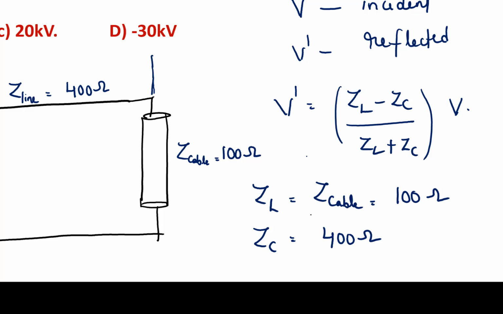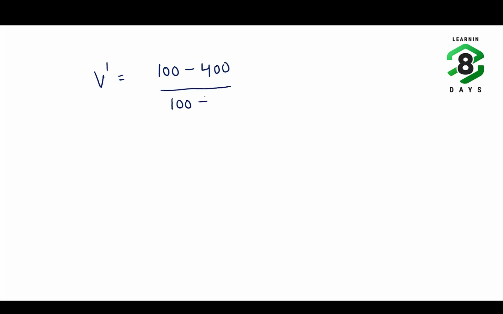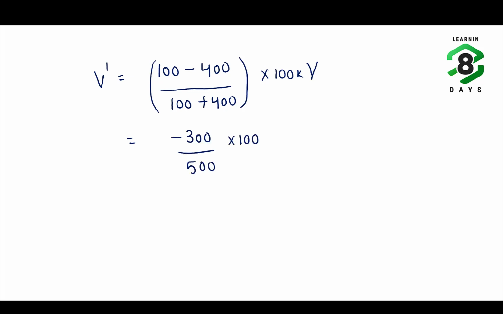If you substitute these values, what you're going to get? So your V dash will become how much? (100 minus 400) divided by (100 plus 400) into what is the incident voltage? Incident voltage is 100 kV. So if you substitute this one, you're going to get this value as minus 60 kV. So your reflected voltage wave is minus 60 kV.